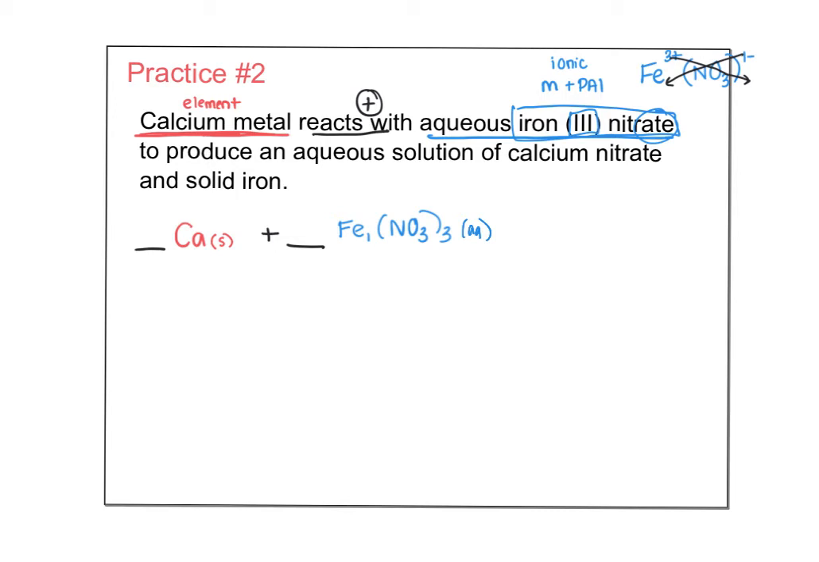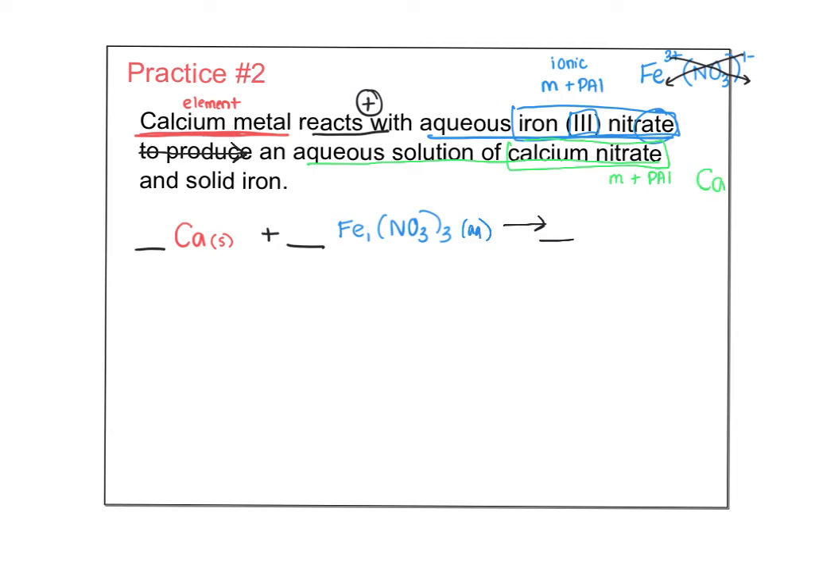Okay, it says to produce. That's a synonym for the arrow, so I'm going to draw my yields arrow. An aqueous solution of calcium nitrate. So that has aqueous and solution. That helps me with the state of matter. Calcium nitrate is my chemical name. Calcium is a metal, and nitrate is a polyatomic ion, so we need to crisscross.